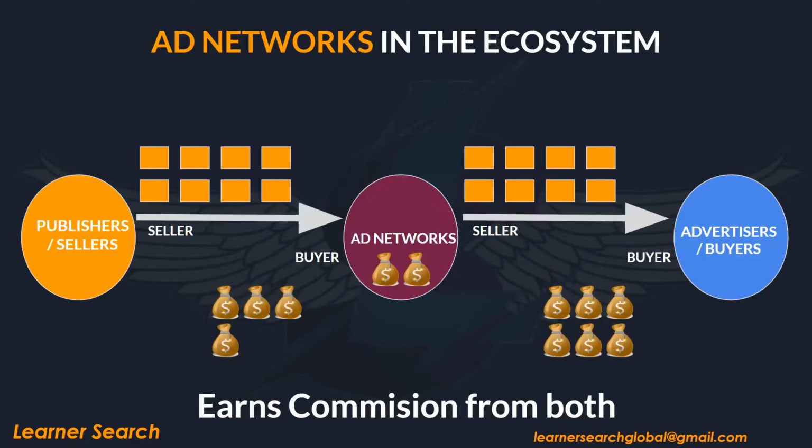Ad networks in the ecosystem, we have covered this in the earlier topics, how exactly they work. Let's revise this topic. So, what do ad networks do? They purchase inventory from publishers or sellers and sell it to the advertisers or buyers, and earn commission from both, right?